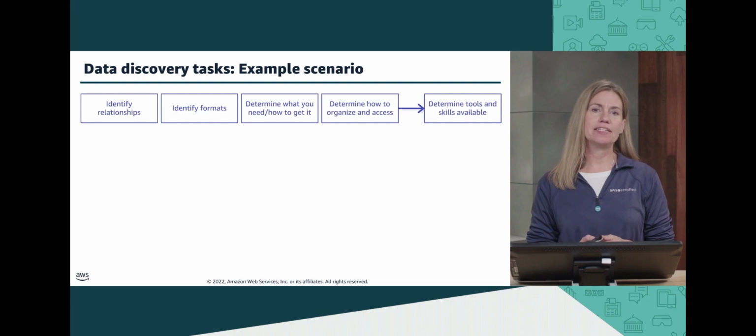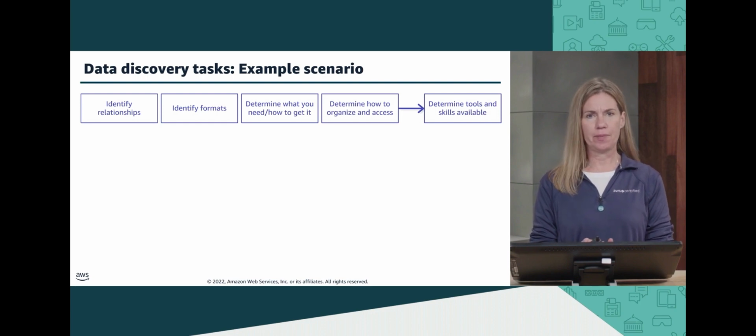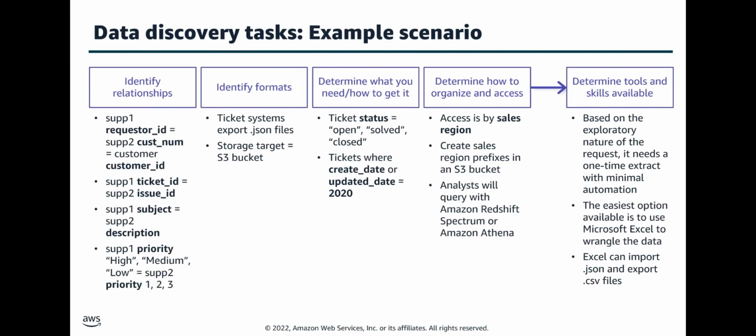This slide looks at the data discovery tasks for this scenario. The first relevant relationship is that the requester ID in Support System 1 is equivalent to the cust.num field in Support System 2. Both fields map to the customer ID in the data warehouse. Support System 1 uses ticket ID, which is equivalent to Support System 2's issue ID. Support System 1 uses the subject field, which maps to the description field in Support System 2.